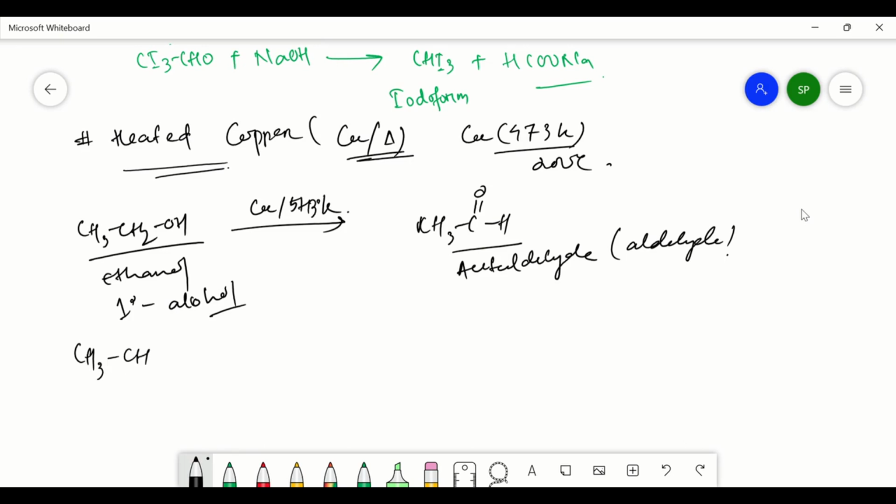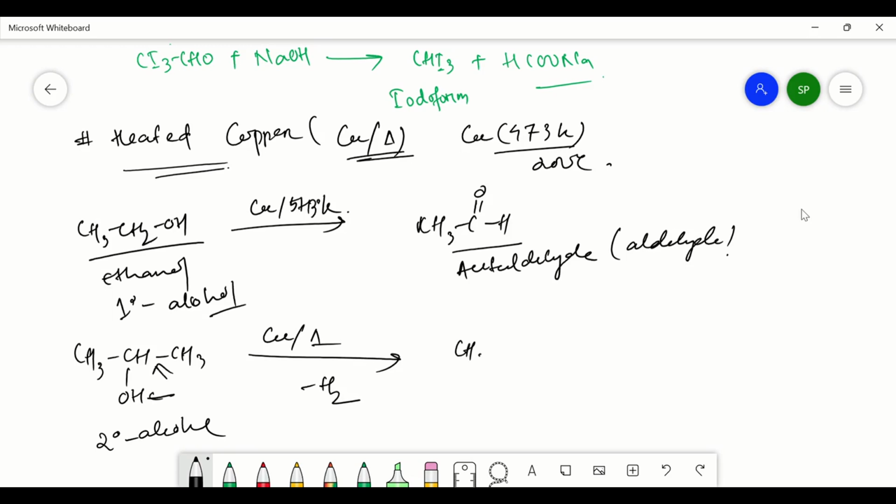CH3CHOHCH3 is one of the secondary alcohols. When this secondary alcohol is passed over heated copper, it removes one hydrogen from here and one hydrogen from here, and this forms acetone. This heated copper is another type of oxidizing agent. Then we will see it among the reactions.